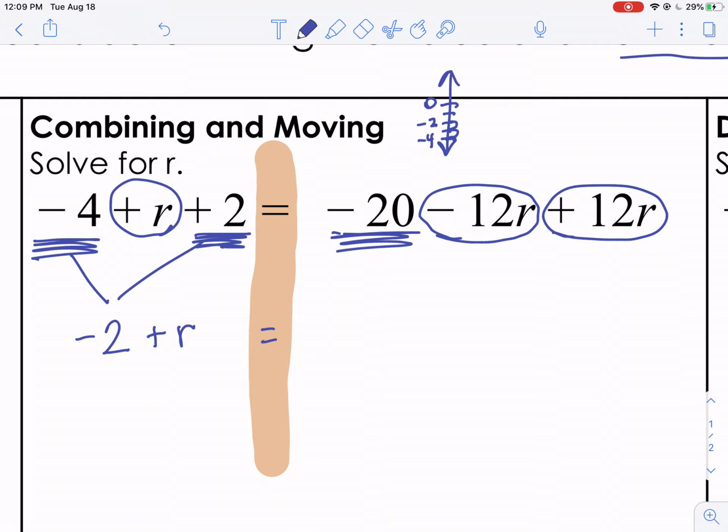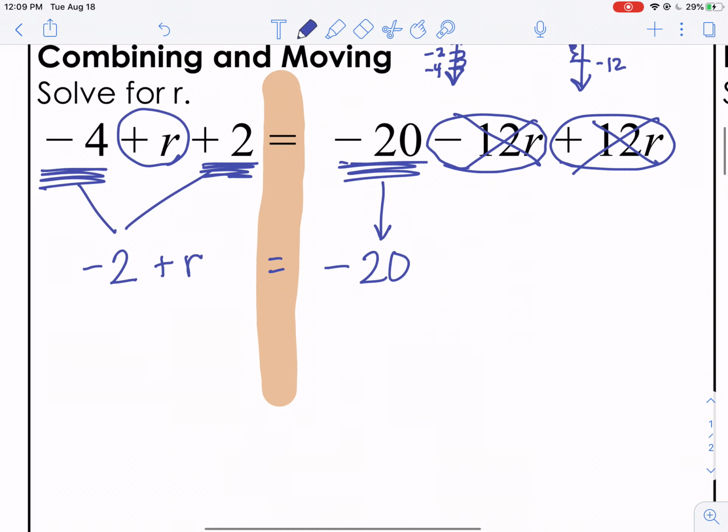So negative 12r and positive 12r, those are like terms because they have the same variable. So negative 12r plus 12r, that's actually going to cancel itself out, right? If I'm at negative 12 down here on the number line, and I go up 12, I'm going to get back to 0. So these are actually going to cancel out like that and leave me with just negative 20.